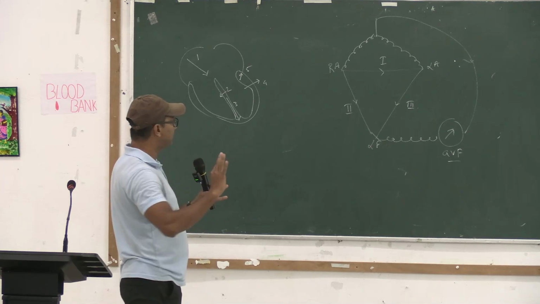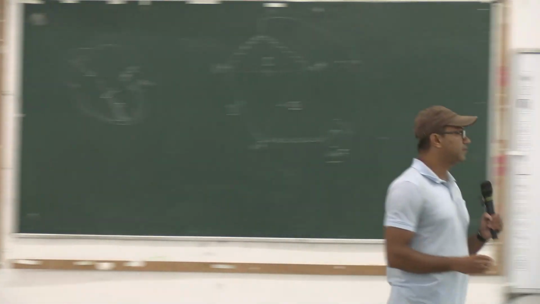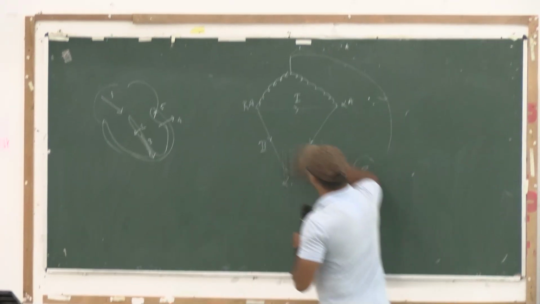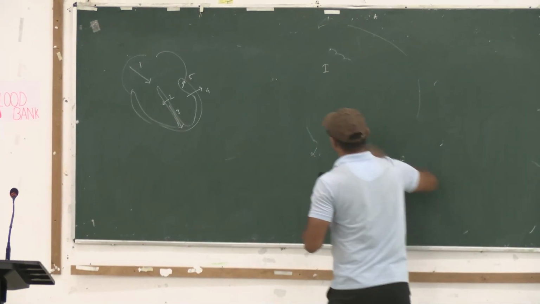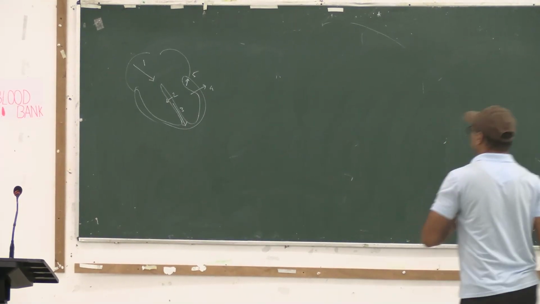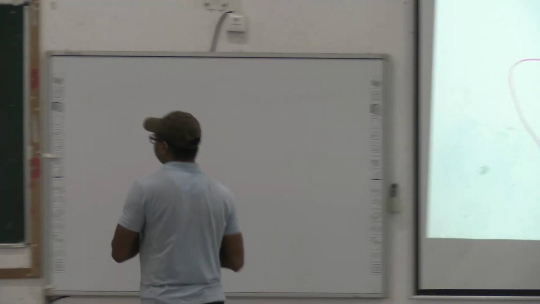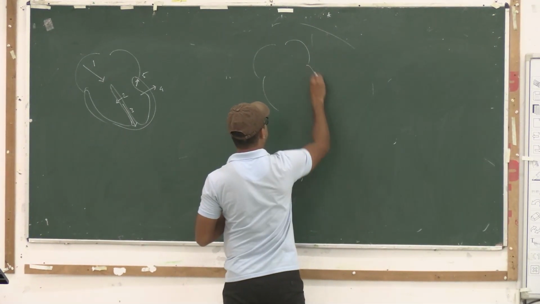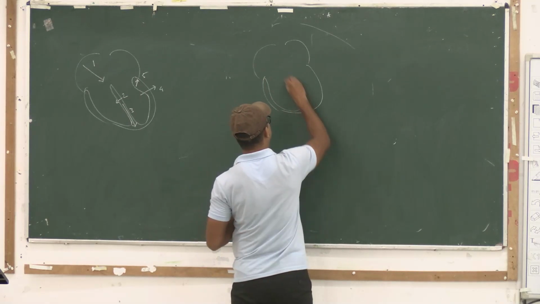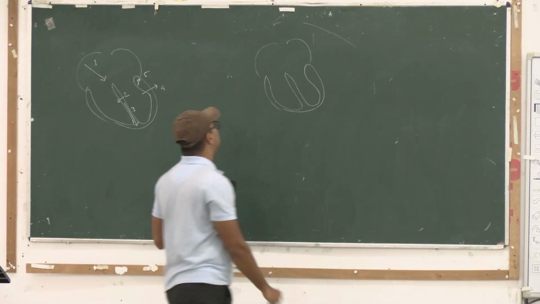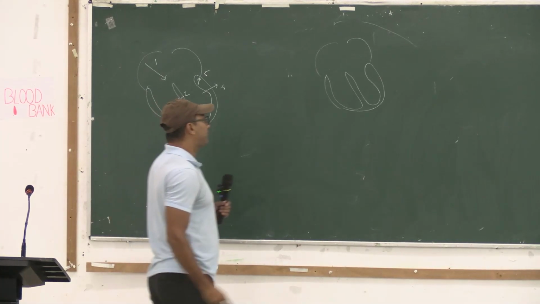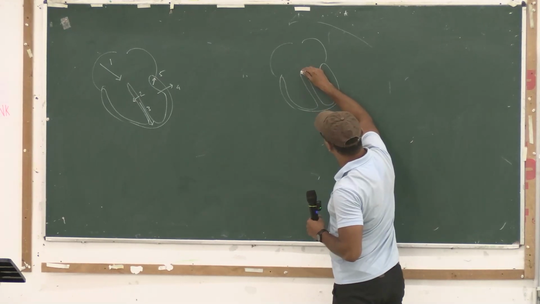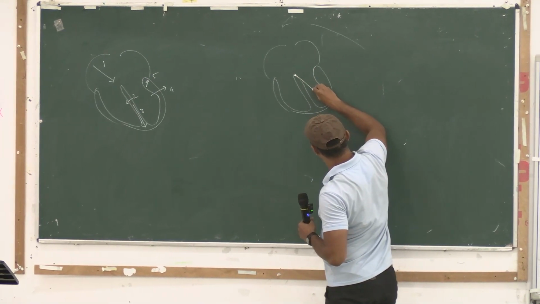Now I can move the vectors parallelly so that I can start from a single point, and that single point is the upper part of the bundle of His or the upper part of the interventricular septum, right? So I am again drawing a heart. I will start from here. So the first vector is this.